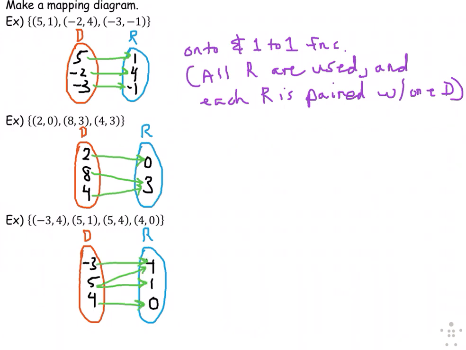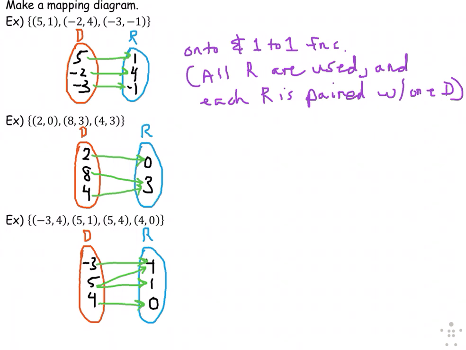The 5 maps to both a 4 and a 1, so it's like a guy trying to ask more than one girl to the prom. And this means it's not a predictable map. So if I say 5, do I want the output of 4 or do I want the output of 1? It's still a relation. It's still a set of ordered pairs, but it's just not a predictable map, so it's not specifically a function.